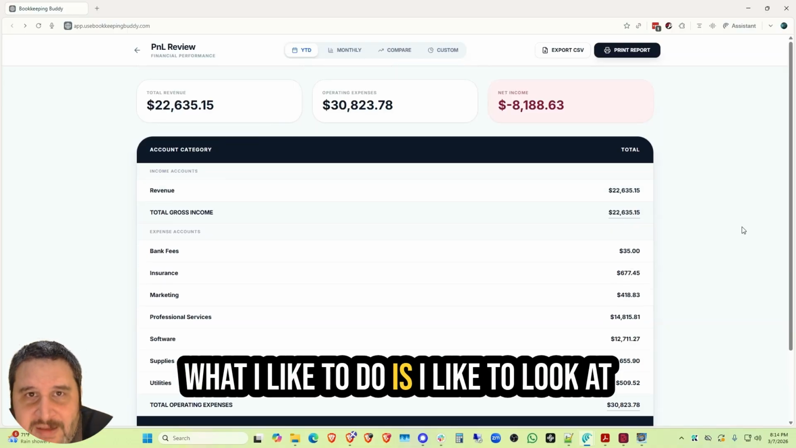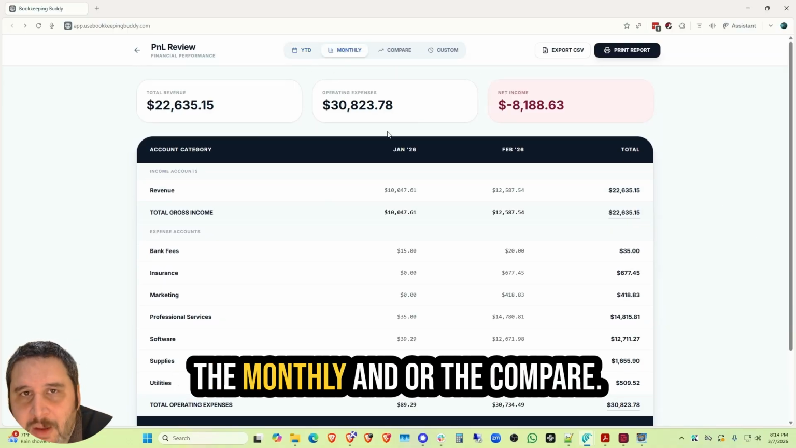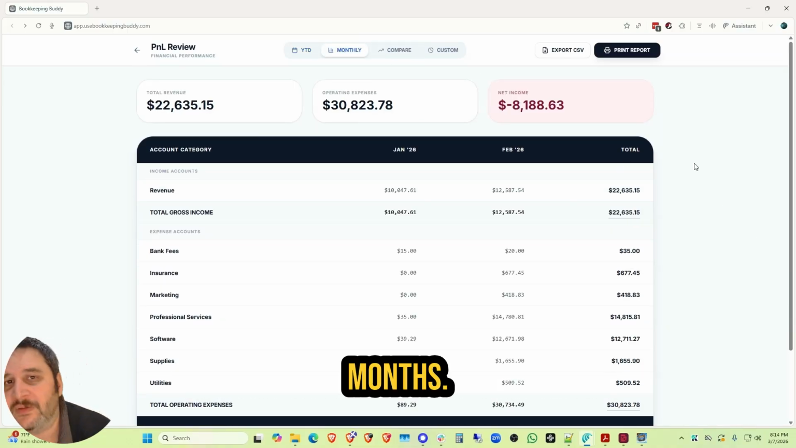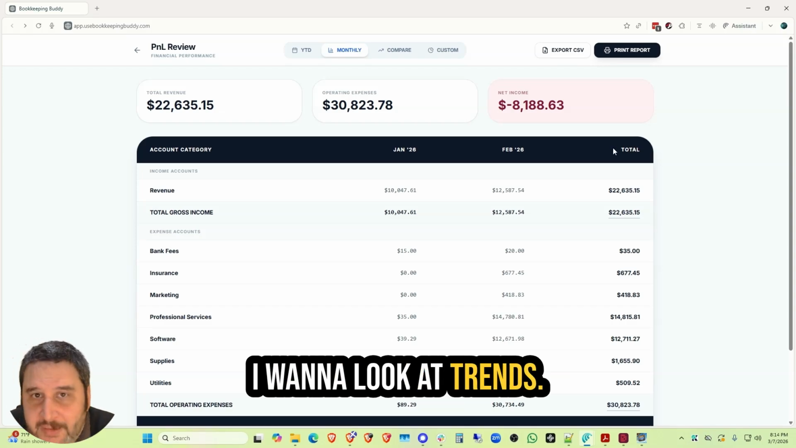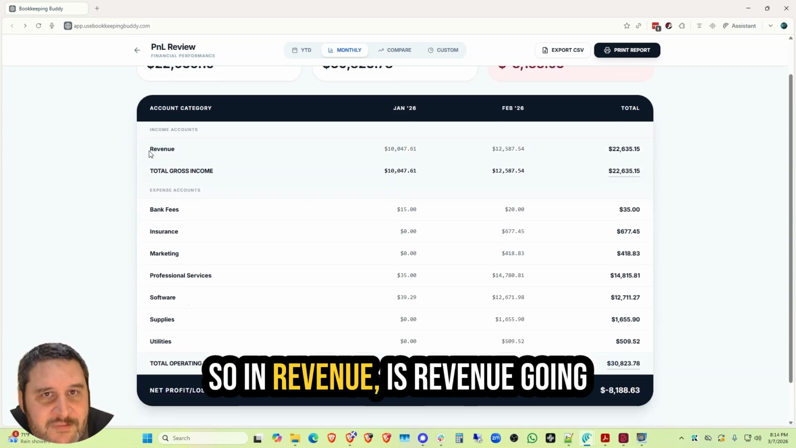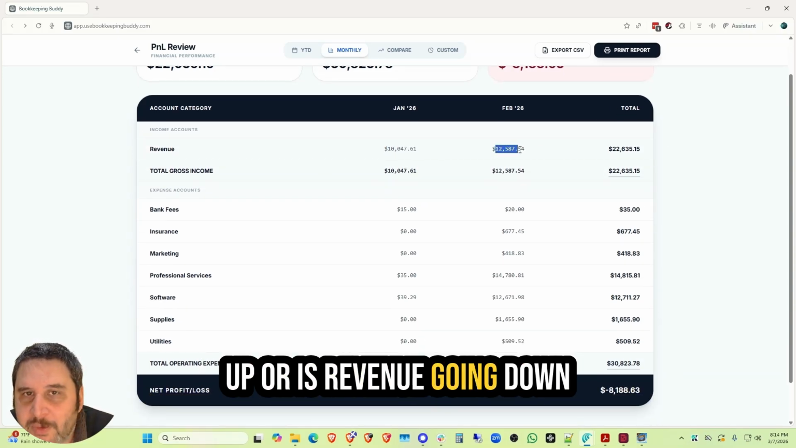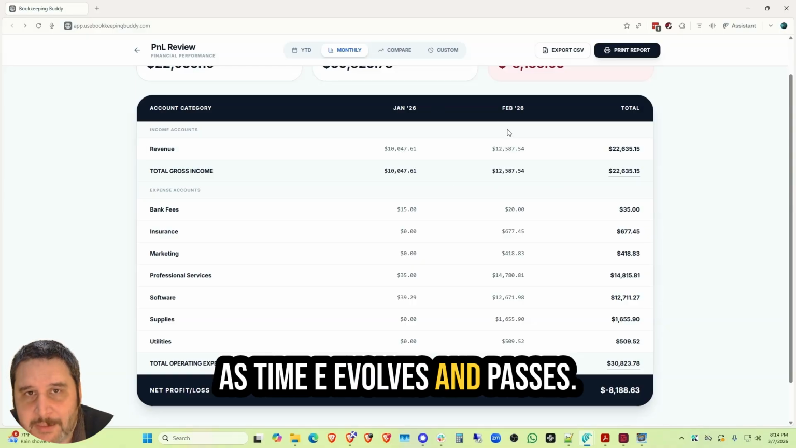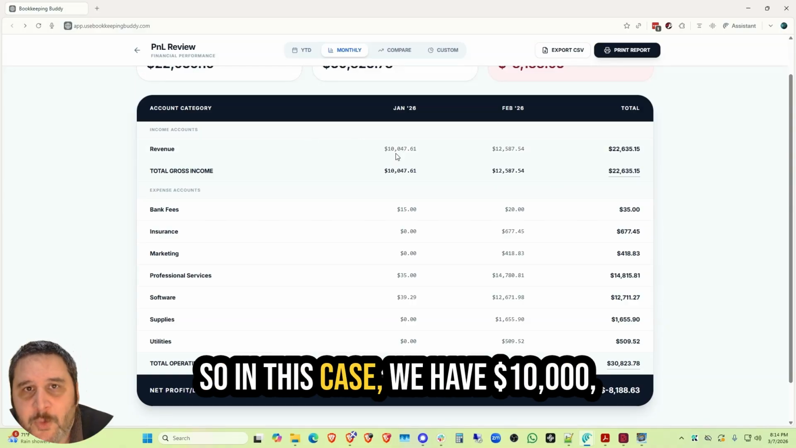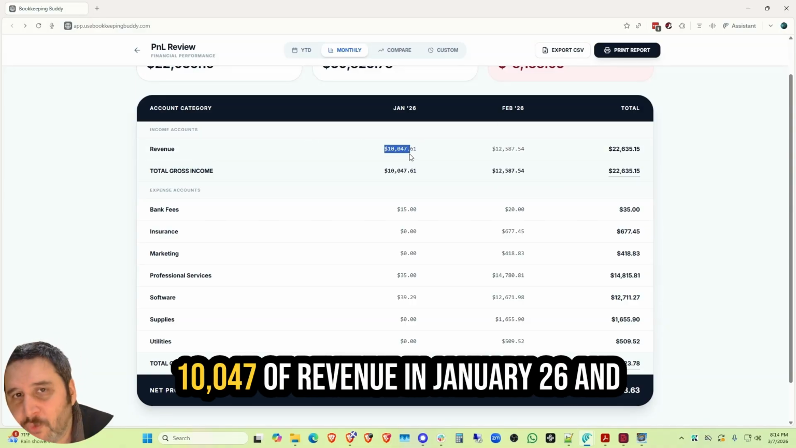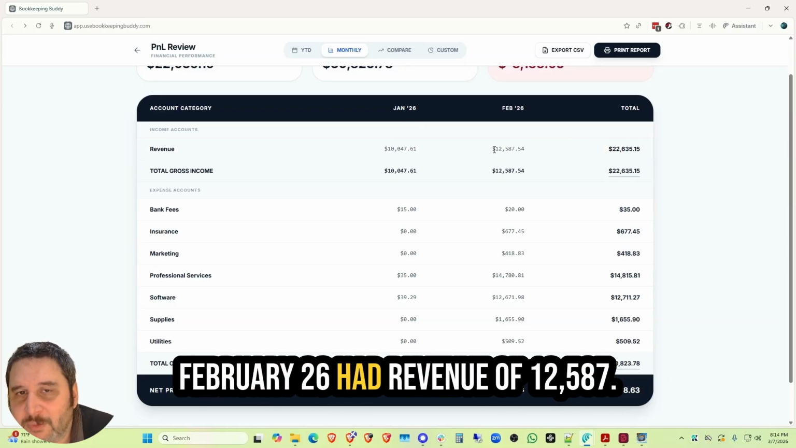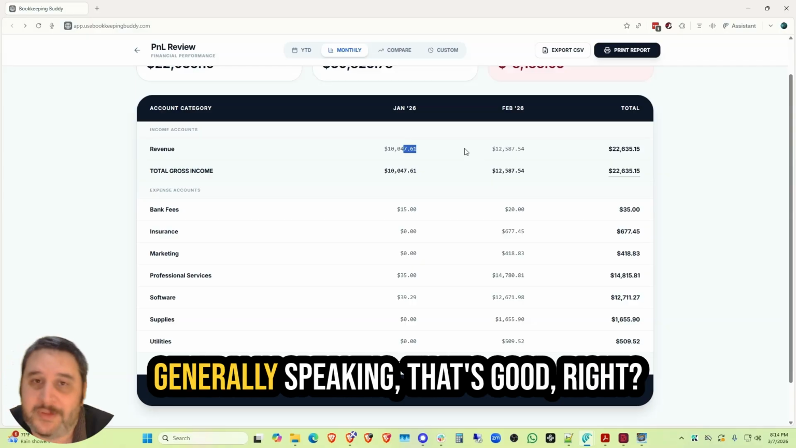What I like to do is look at the monthly and or the compare months. And what I want to do is look at trends in revenue. Is revenue going up or is revenue going down as time evolves and passes? So in this case, we have $10,047 of revenue in January 26, and February 26 had revenue of 12,587. And so that number went up. Generally speaking, that's good, right?